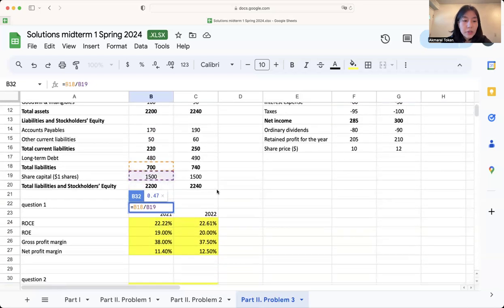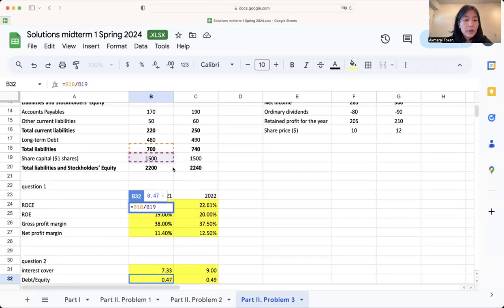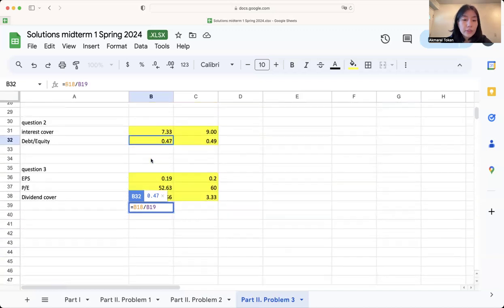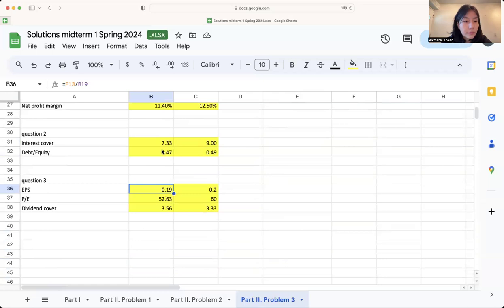And debt to equity is the ratio of debt, which is 700, divided by equity, which is $1,500. So the result is 0.47 or 47%, which means the relation of debt to equity.